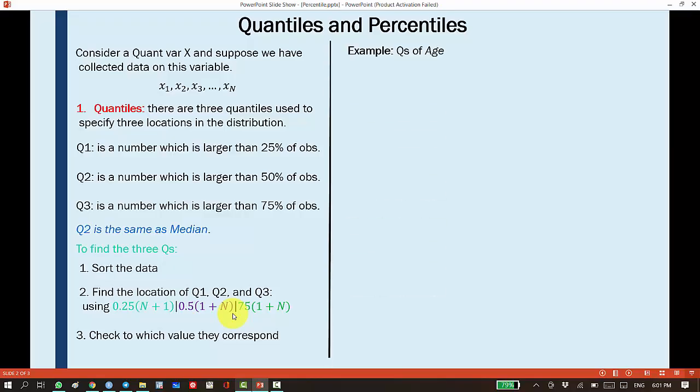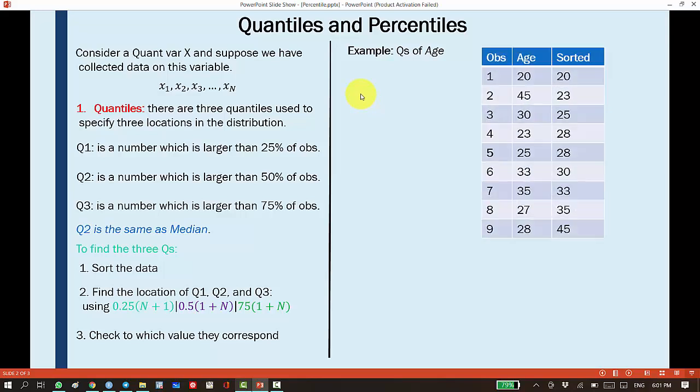Let's consider the example of age of all 9 employees of the company and find the three Qs. First, obviously, we sort the data being collected on the age from the smallest to largest in this last column. For Q1, we multiply 0.25, which is 25%, with 1 plus n. N is 9. 1 plus n is 1 plus 9 is 10, times 0.25 is 2.25. And then you round off this 2.25 to the nearest integer number, which is 2. That means the location of quantile 1 is 2, which corresponds to this observation 23. Therefore, quantile 1 is 23.